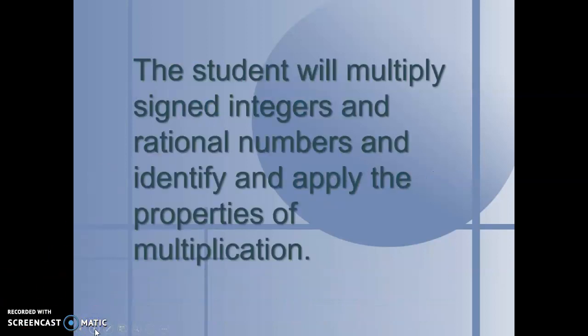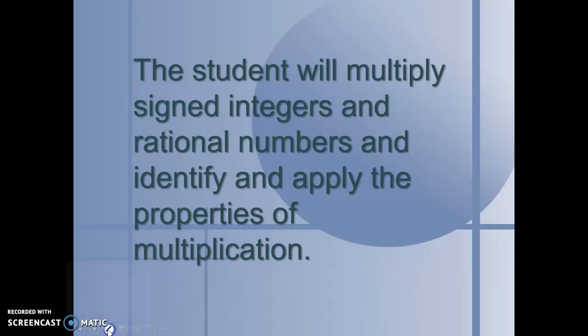Our objective for today is this. You, the student, will multiply signed integers and rational numbers and identify and apply the properties of multiplication. Don't forget, an integer is all of our natural numbers or counting numbers, 1, 2, 3, 4, 5, plus 0, and then their opposites, negative 1, negative 2, negative 3, negative 4, negative 5.